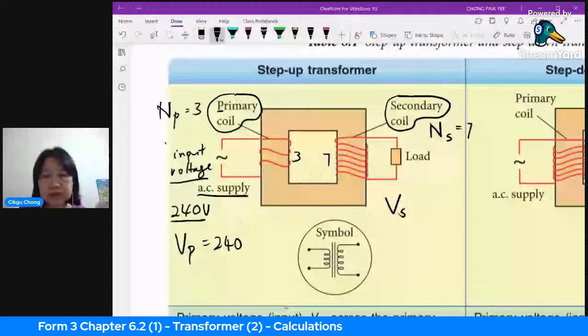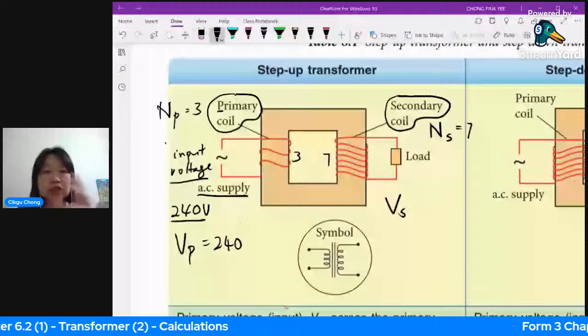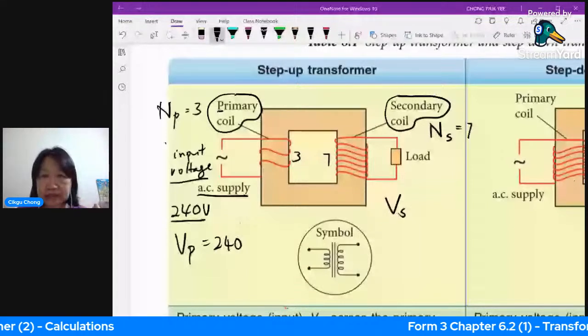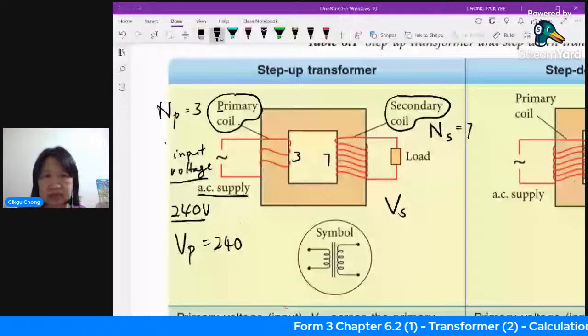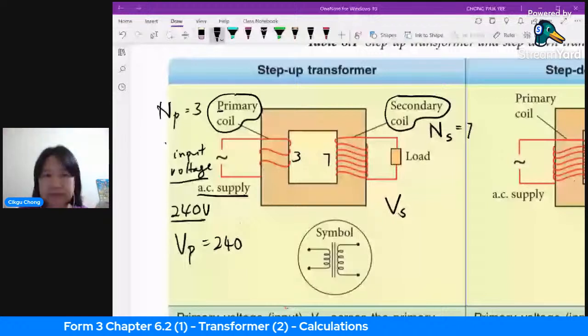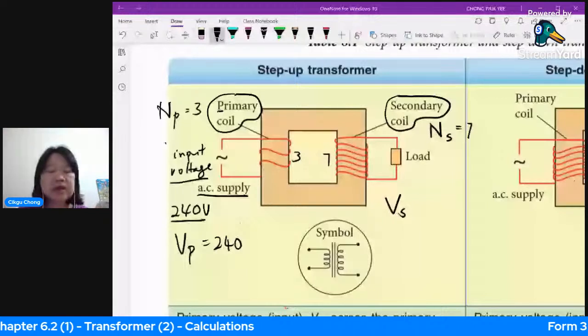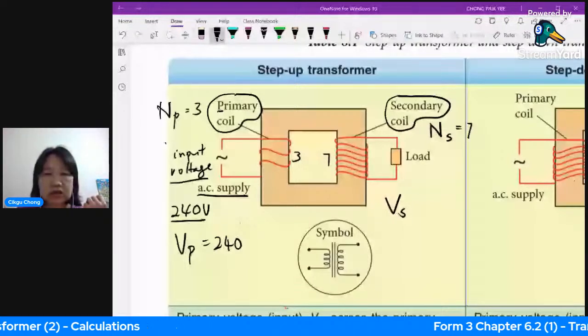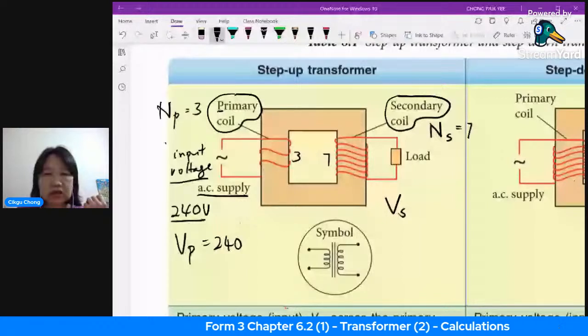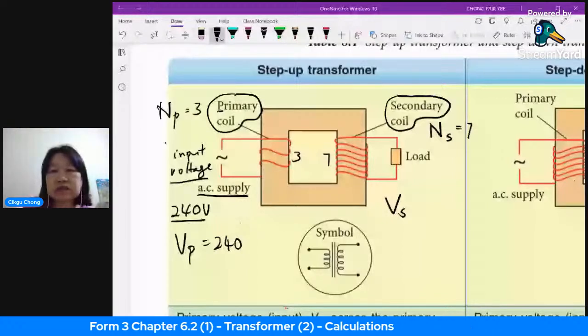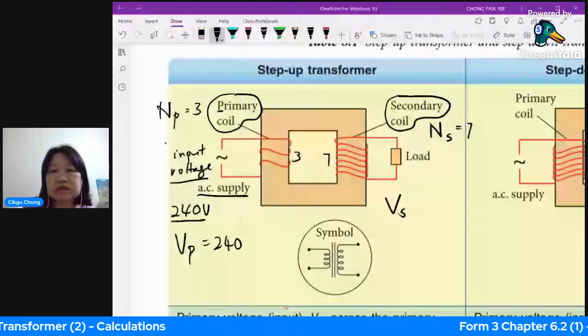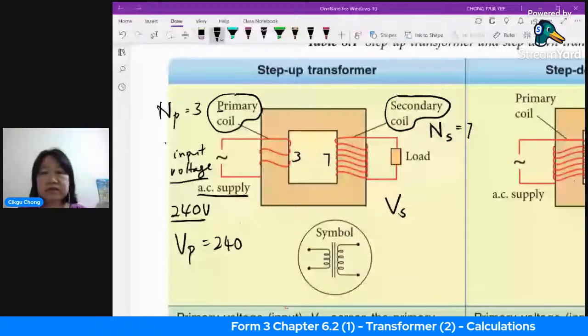You have 4 symbols: NP for the number of coils on the primary side, NS for the number of coils on the secondary side. Then VP is the voltage on the primary coil, or the input voltage, and VS is the output voltage on the secondary coil. So I've introduced the 4 symbols here.